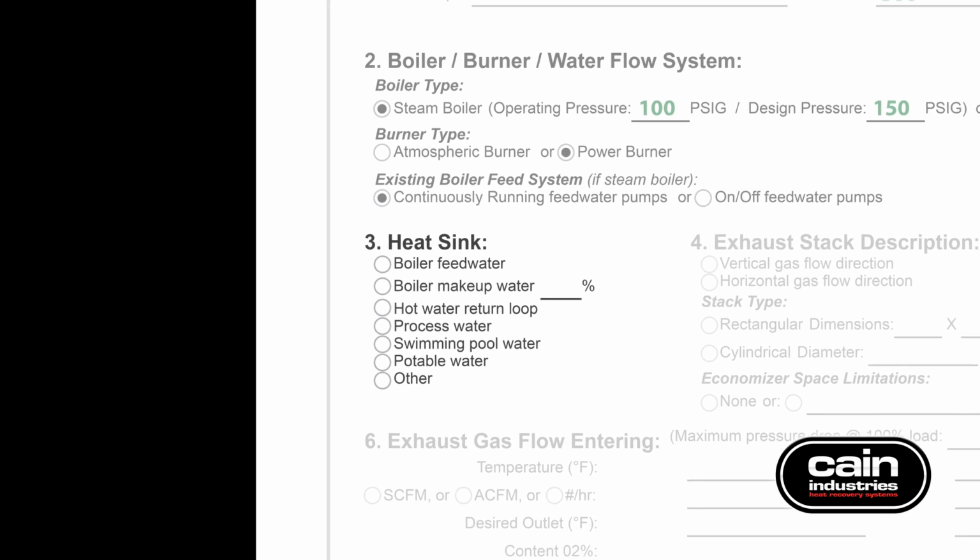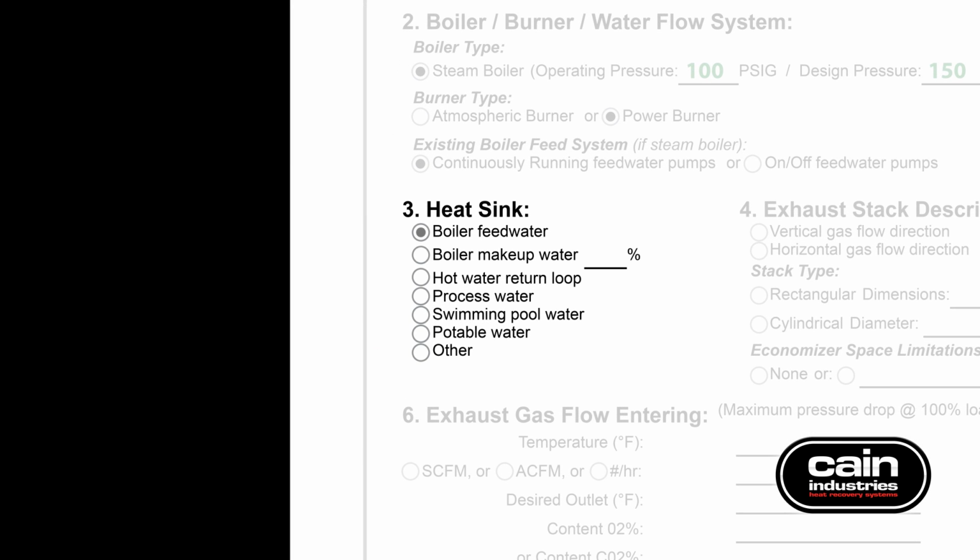Question 3. Heat sink. This is where we'll be transferring the recovered heat. The type of heat sink is important to determine the proper economizer and related components for the boiler. The heat sink must be continually flowing through the economizer and able to accept the recovered energy while the boiler is firing. For this reason, boiler feed water and makeup water are the best heat sink choices.